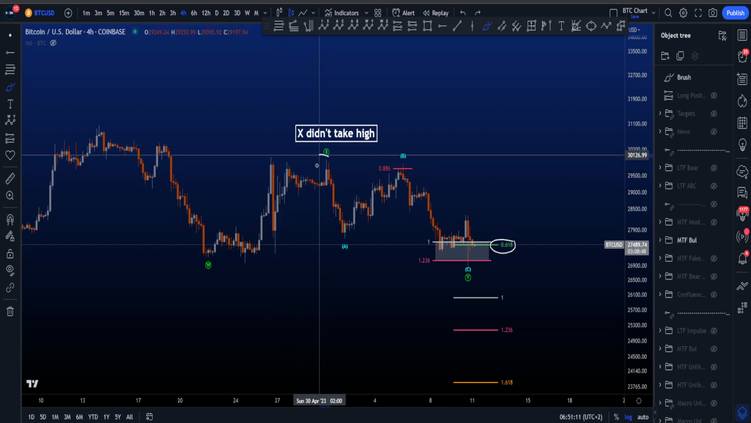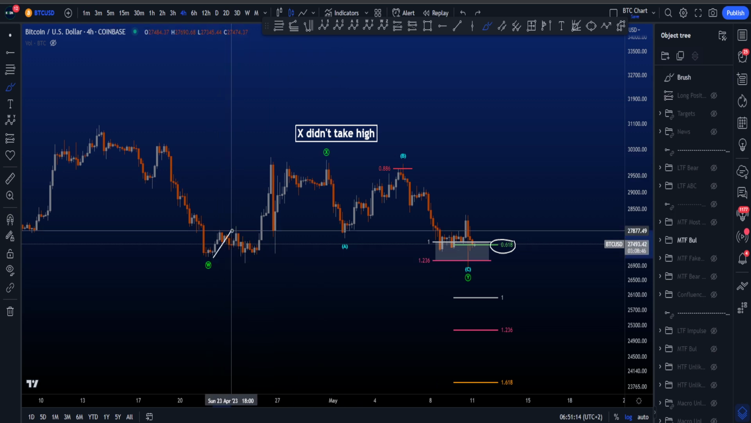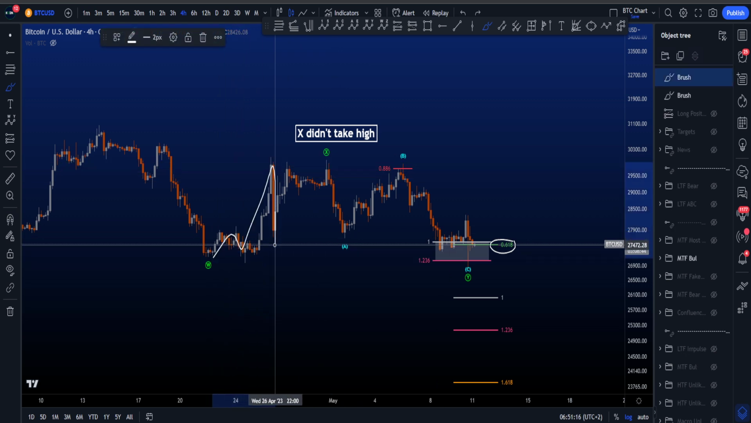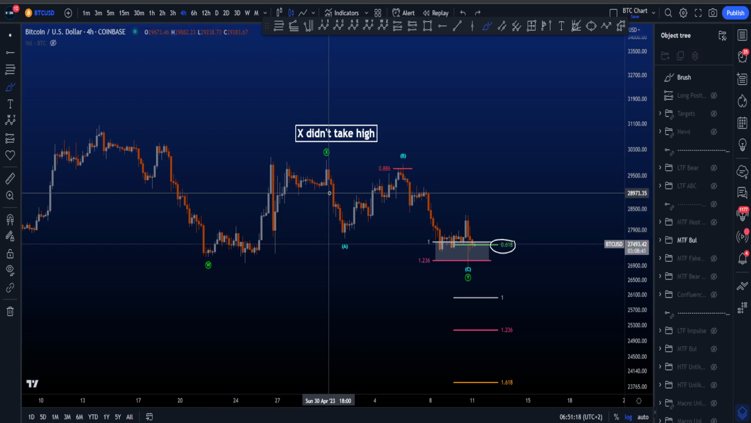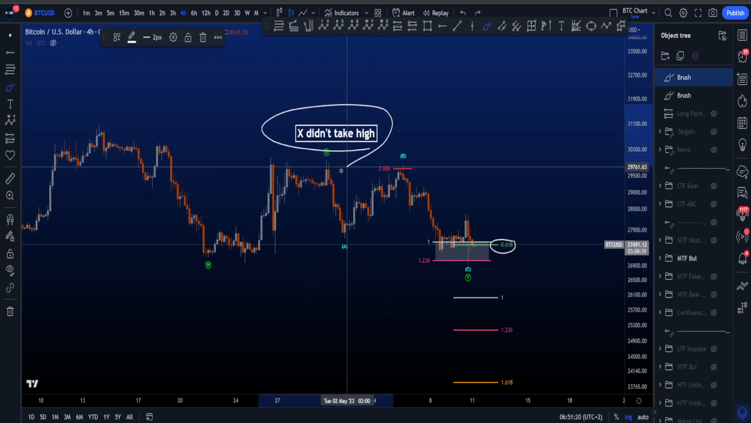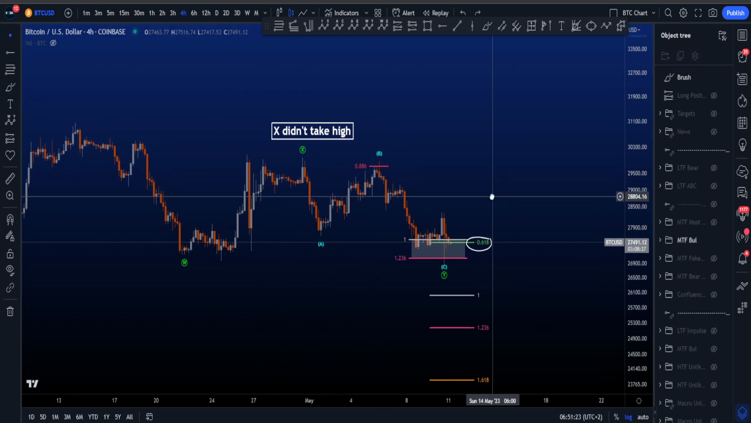Of course it is possible this is potentially the high of wave X and then a WX dump over here and then a wave Y. That's absolutely fine. But I just wanted to at least say X didn't take the high, so that is something to at least take into account.